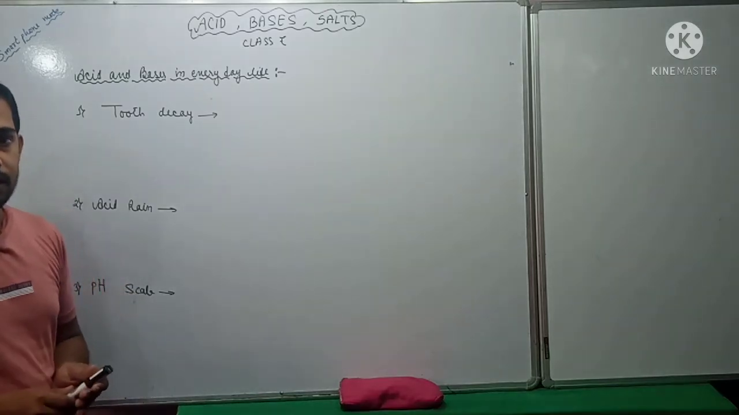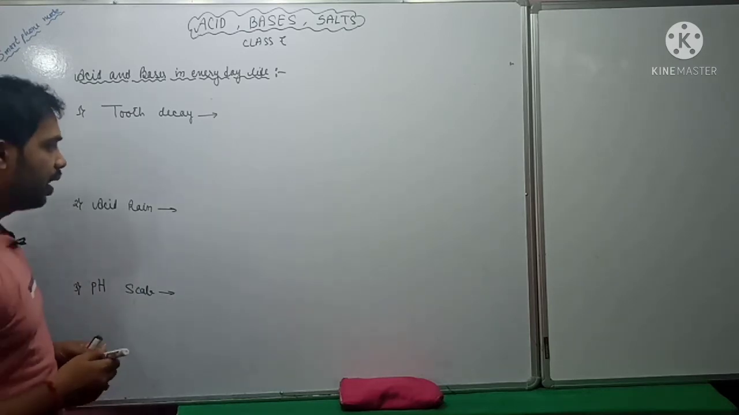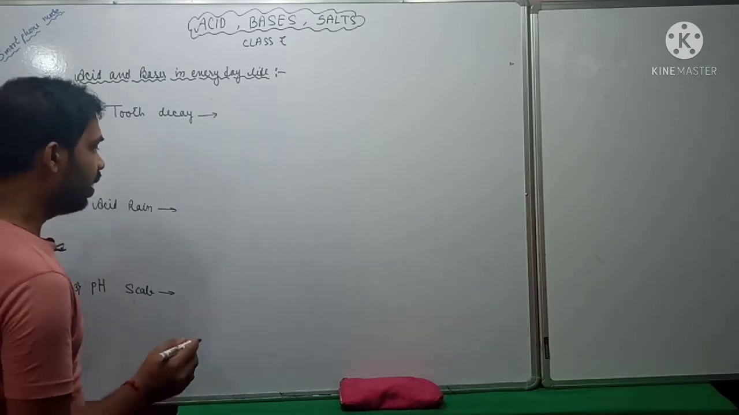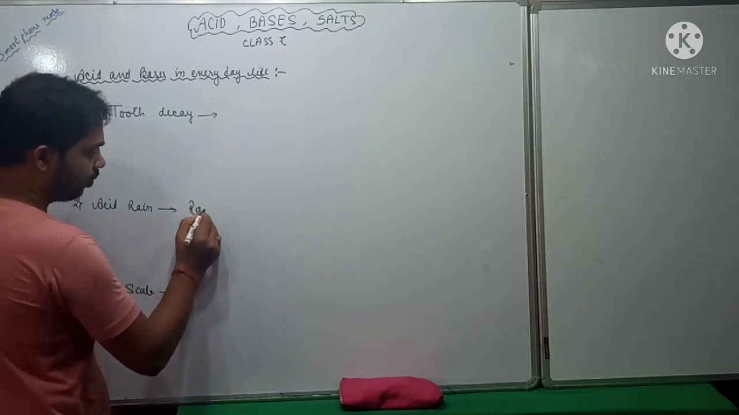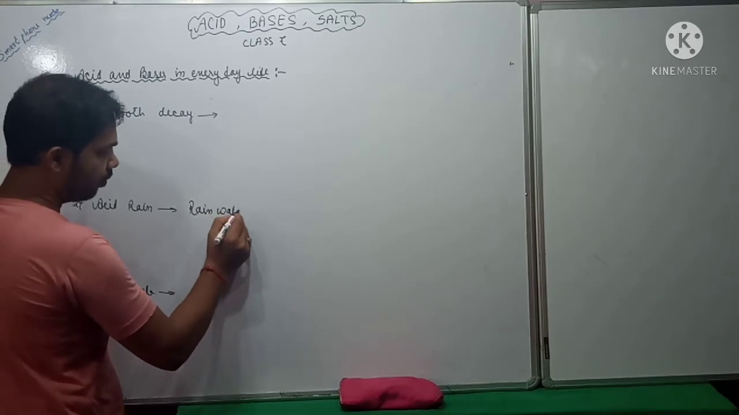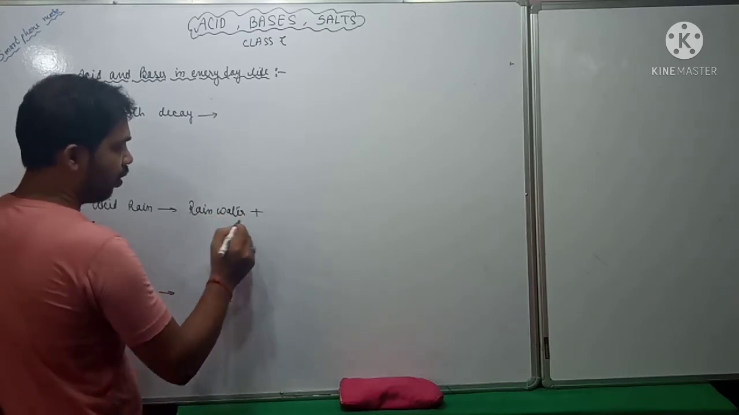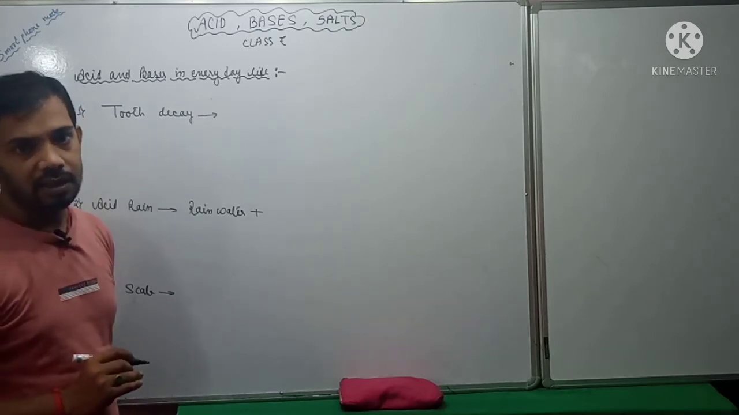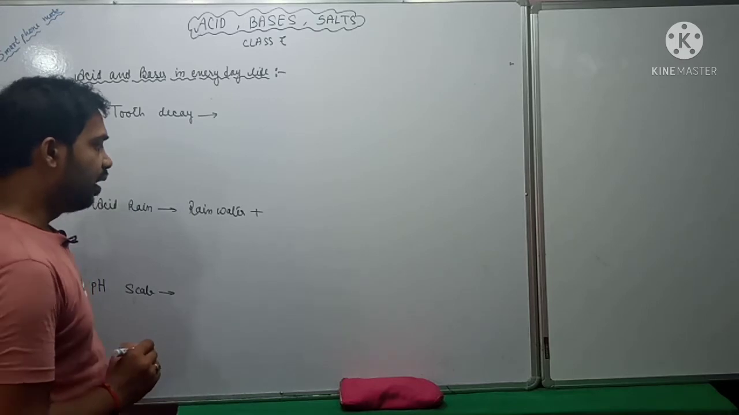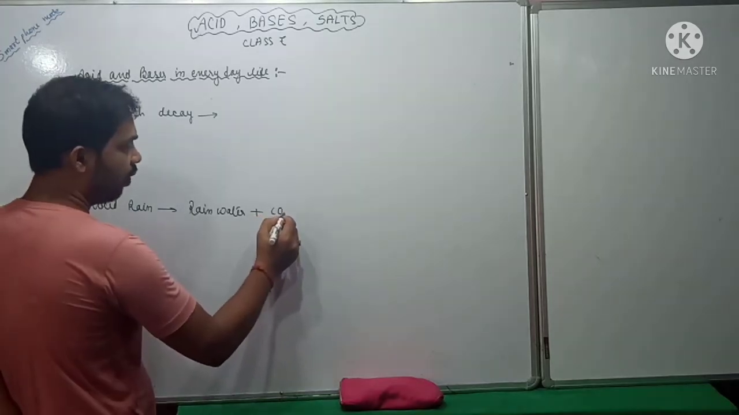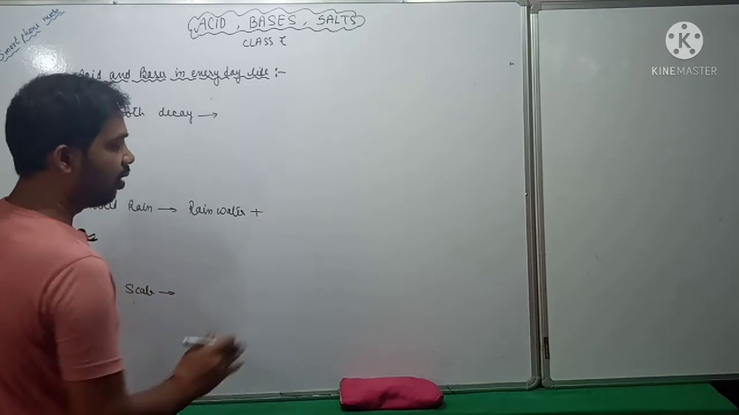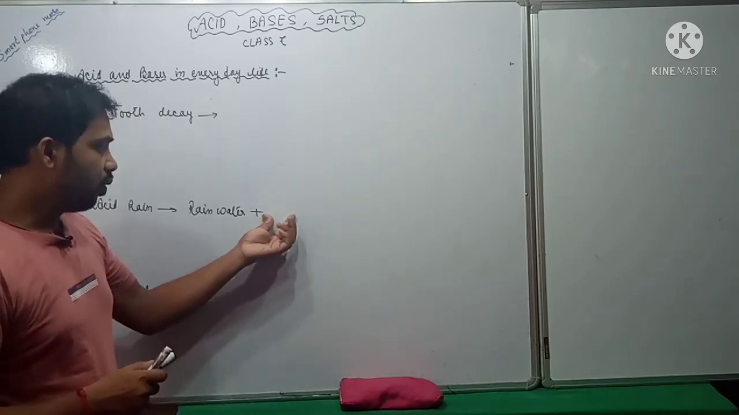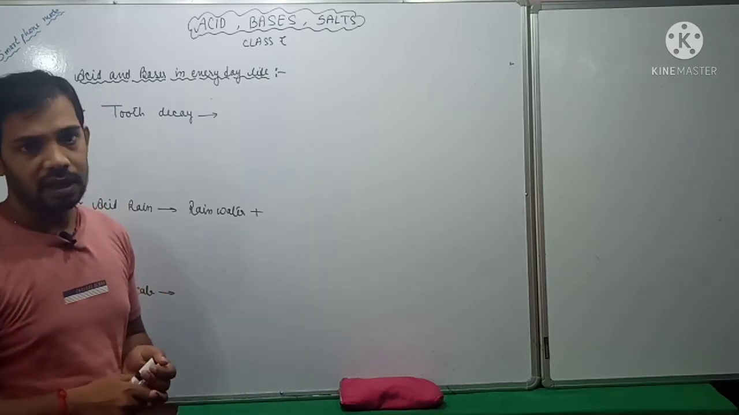Now the next topic is acid rain. Now what is acid rain? You might have heard that rainwater is slightly acidic. Why is rainwater slightly acidic? Rainwater contains water and hydrogen, but carbon dioxide is also present in the air. This carbon dioxide present in the air mixes with water and forms carbonic acid, which is a weak acid. So it mixes with the water and falls, so it is slightly acidic.